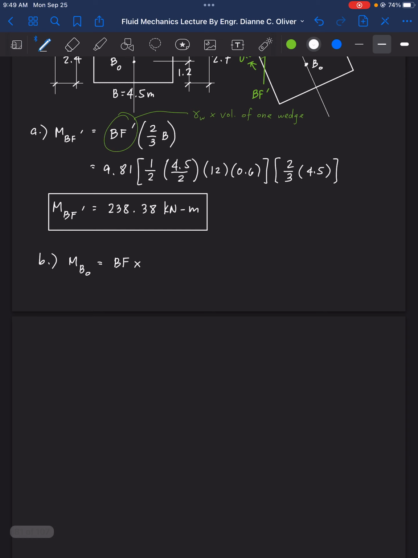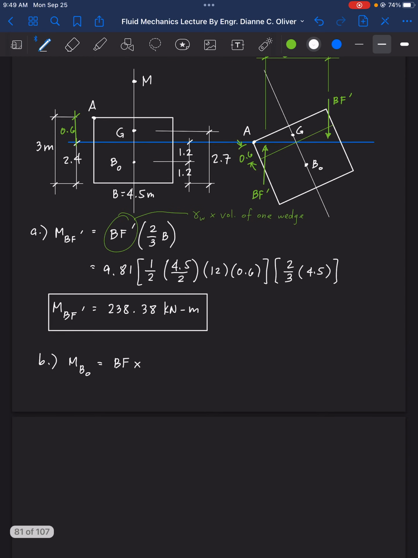Let's find the angle first. We can find the angle from this triangle. That's the triangle. Our triangle has 0.6 and 4.5 divided by 2, that is 2.25, and then this is our angle theta. Therefore, tangent theta is equal to 0.6 divided by 2.25.